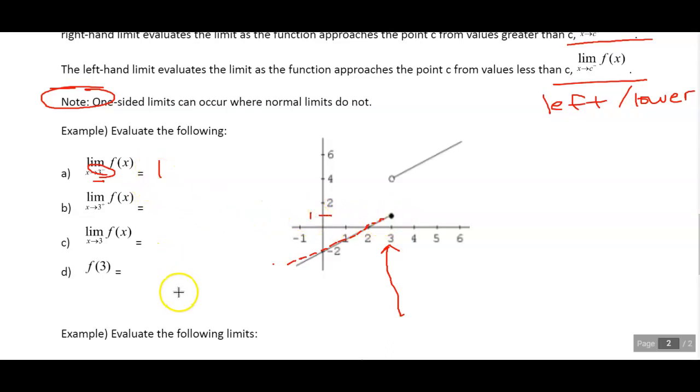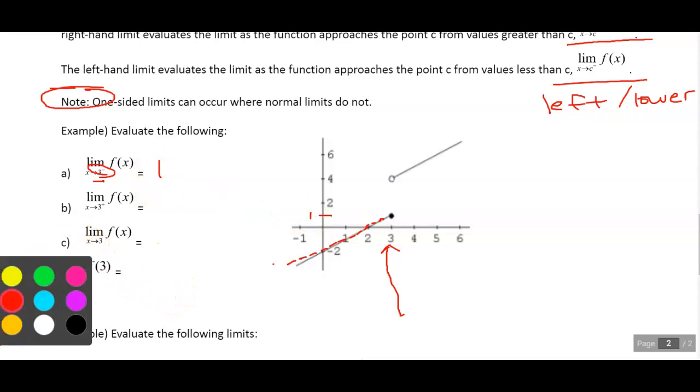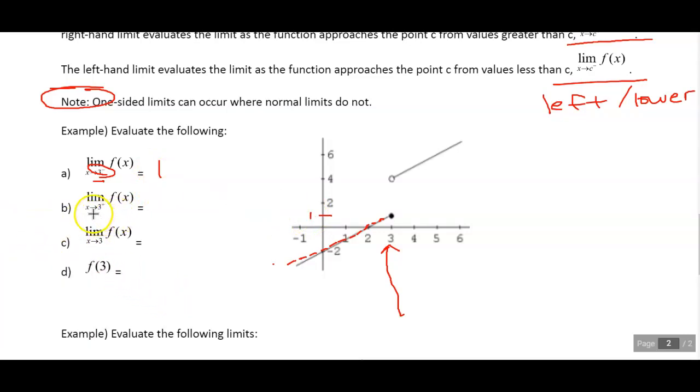All right? Then we're going to do this one. Our target is still 3, so we'll still be looking here. And we want to approach 3 from above, so 3 from the right. So I go to the right and I follow that function. And we say, well, I know I'm not equal, but all my y values are getting closer to 4.